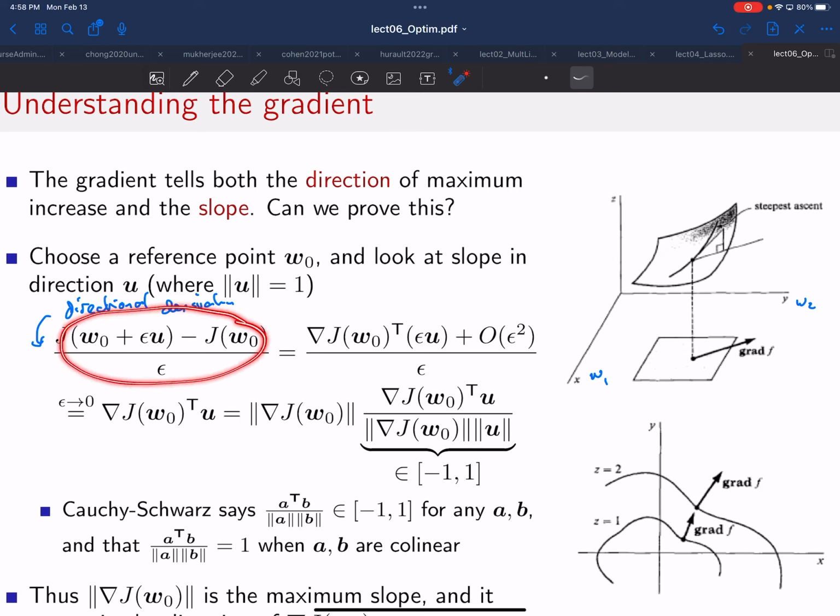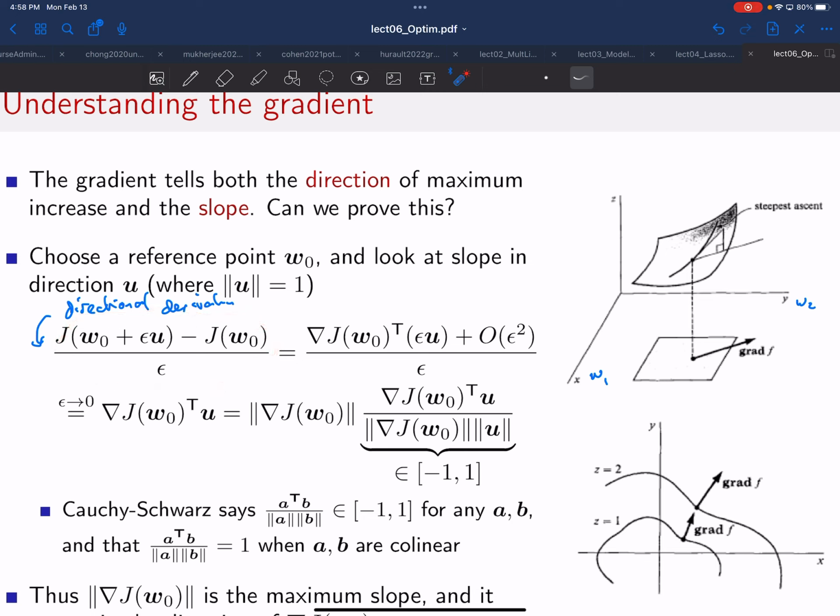So this is the directional derivative, and what happens to this as epsilon goes to 0? Like just in one dimension, what happens when you take this quantity with epsilon going to 0? What do you call that? The derivative, right? So this is just looking at the derivative in the direction of u.